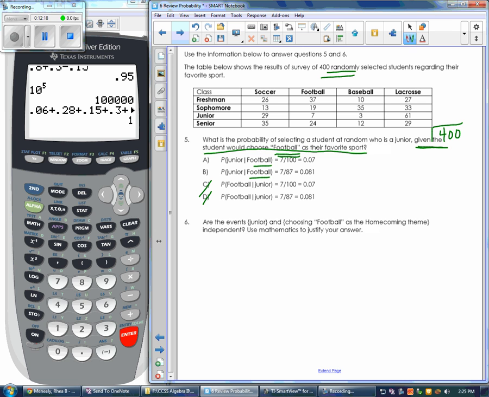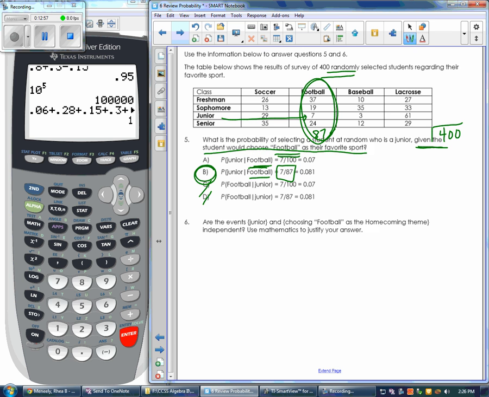Now I want to know the probability that the student is a junior. So remember, whatever is my given, that's what I'm going to be dividing by. If I know the student likes football, I'm not talking about everybody, I'm just talking about the students who like football. So I need to find that total. So 37 plus 19 plus 7 plus 24 is actually equal to 87. And so that's got to be what I divide by. If I want to know the likelihood that they're also a junior, that's going to correspond to the 7. So my fraction is simply 7 over 87, and that would be letter B.